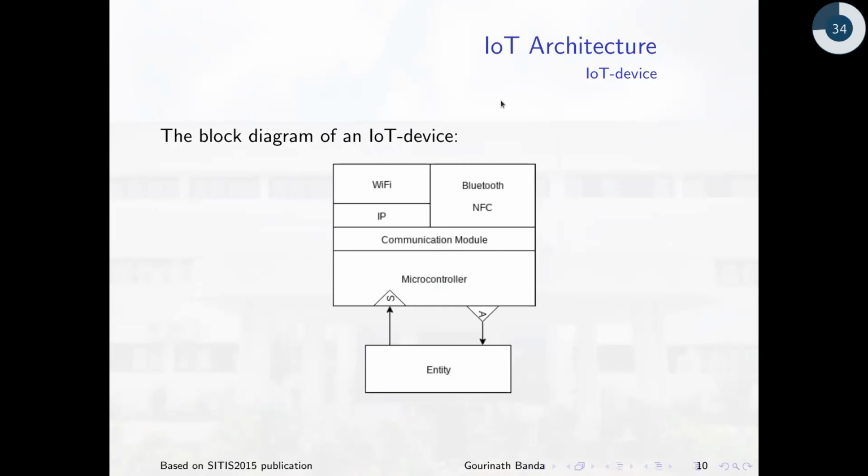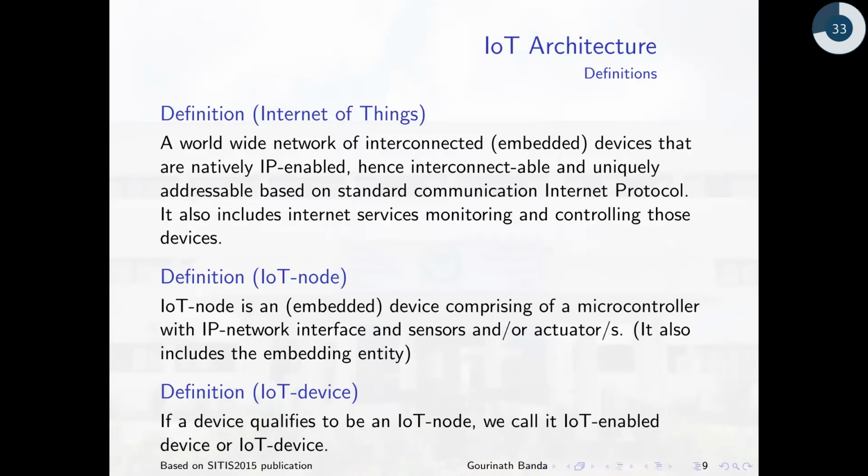Right. So based on this work, we have given first time a very clear definition for Internet of Things. I request you all to go through it rather than just giving some random answers, bringing your coffee machine to Internet means IoT, right? So let me read it out. Internet of Things is a worldwide network of interconnected devices that are IP enabled, hence interconnectable and uniquely addressable based on standard communication internet protocol. It also includes internet services, monitoring and controlling those devices, right?